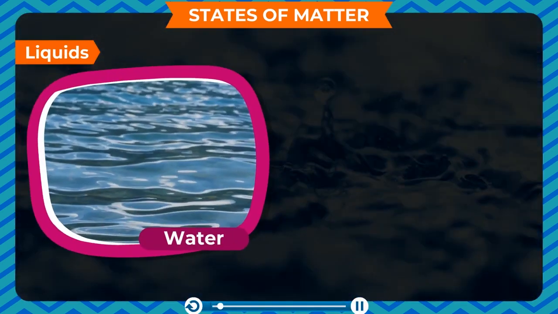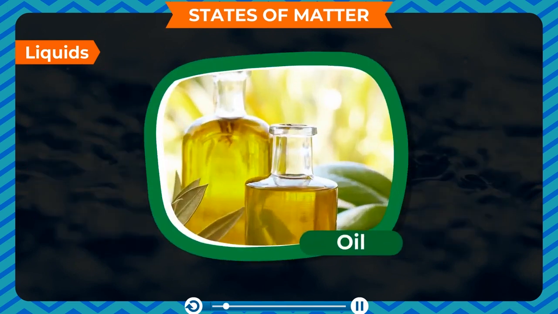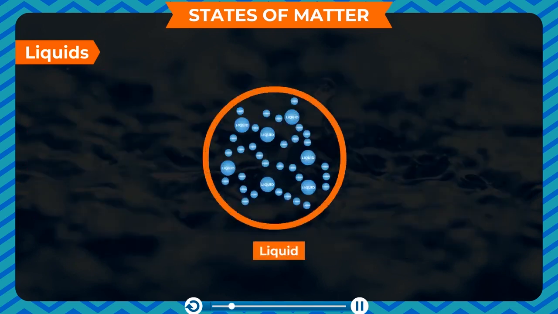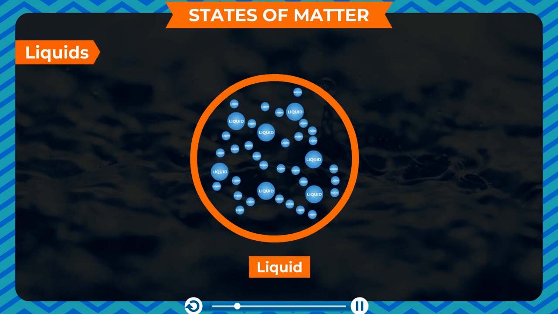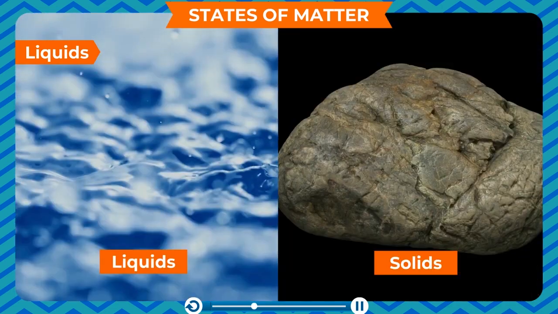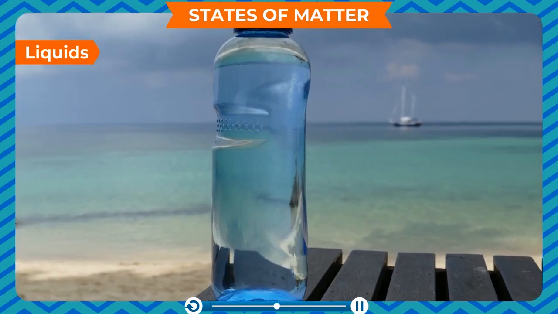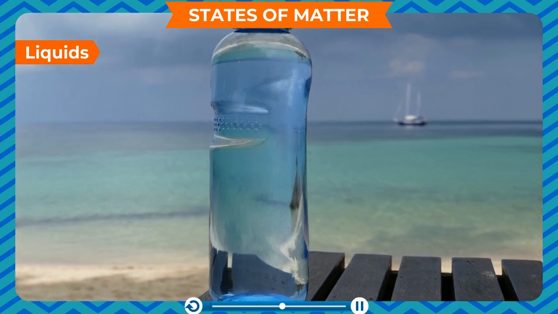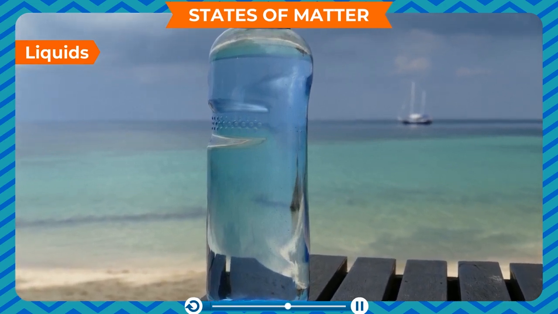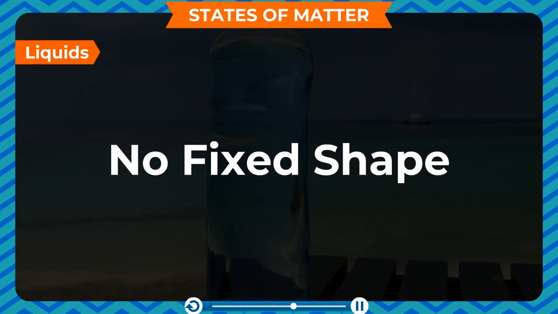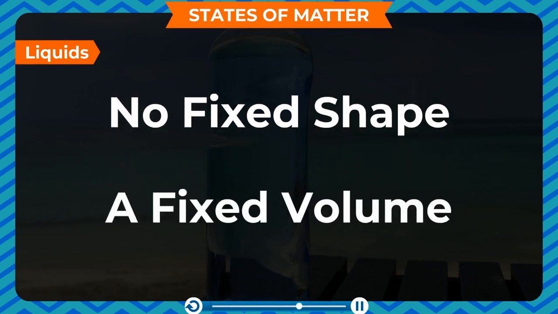Liquids. Water, milk, oil, etc. are liquids. The molecules in a liquid are also packed together, but not so closely as in solids. The intermolecular force is less in liquids compared to that in solids. So, the molecules in a liquid can move freely inside a container in which the liquid is filled. This is why liquids have no fixed shape, even though they have a fixed volume.